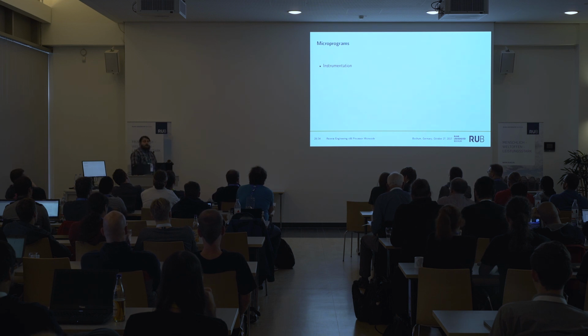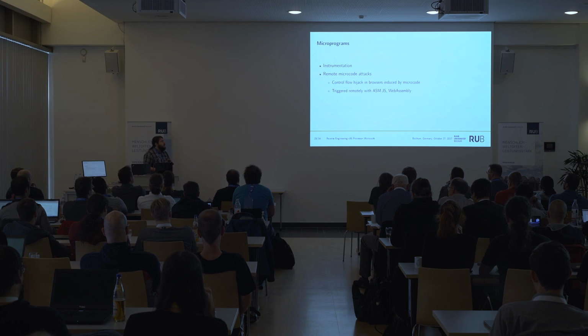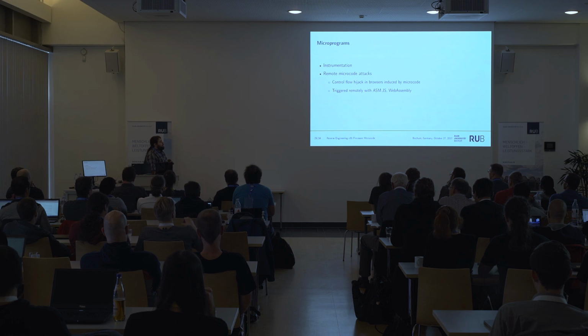So we are also microprograms, and microprograms can do a lot of things. We can do some instrumentation. This means, okay, I want this instruction to always trigger something more. Easily done. You can do really fun remote microcode attacks, because the microcode is applied without the user knowing it is applied, and the user, up to now, didn't have any way to verify what is actually applied to a CPU. And yeah, who didn't want to do a control flow hijack in a browser without needing a vulnerability in a browser? And we wrote 2 variants of that, one for ASM.js and one for WebAssembly.